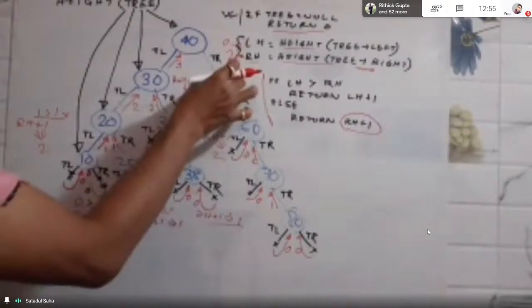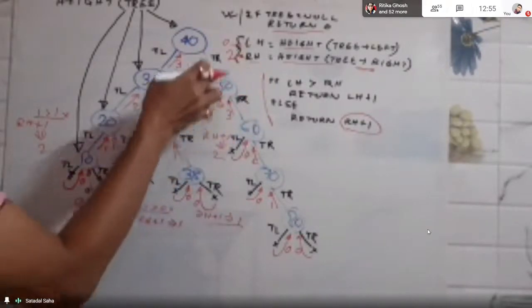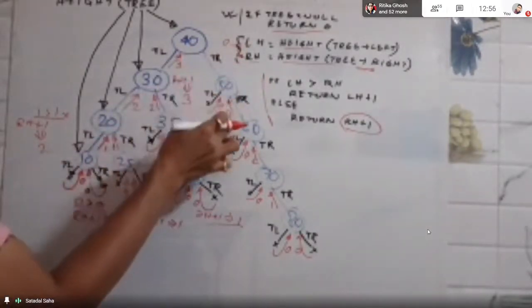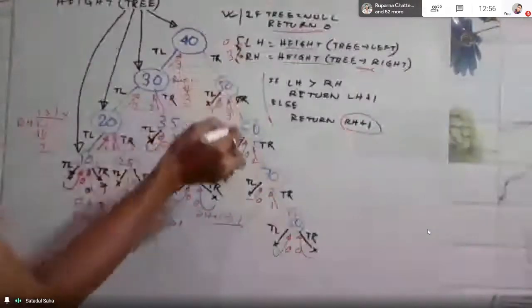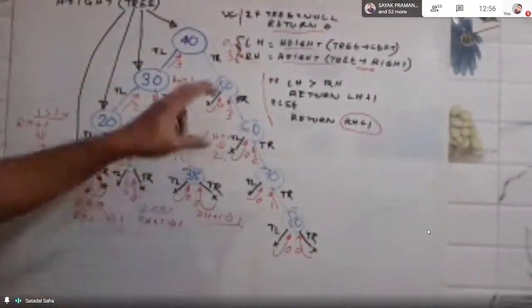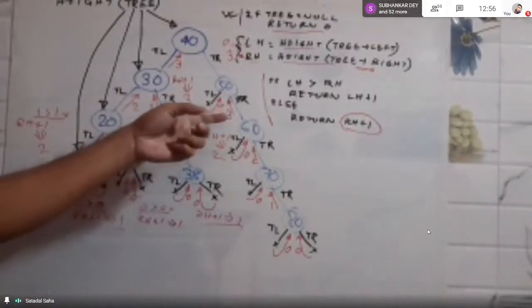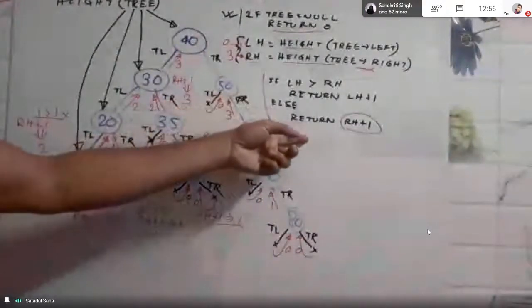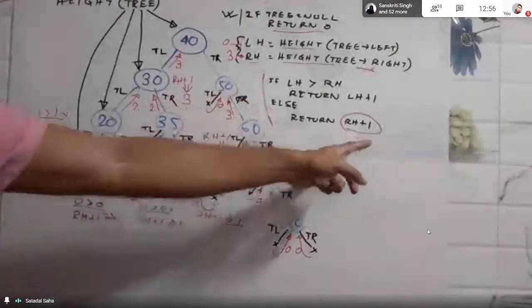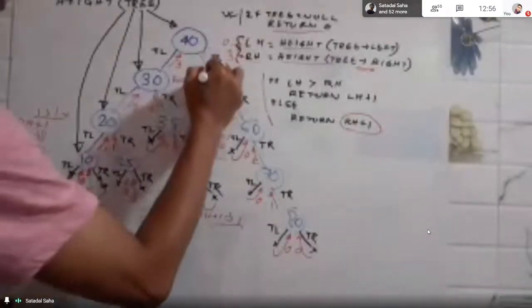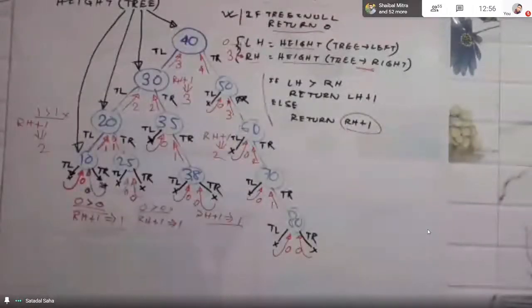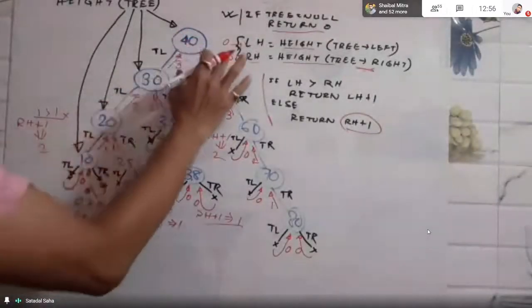Now sitting at 50, it has already gotten the value 0 as the left side. Now it is getting 3 as the right side from 60. So sitting at 50, these two lines have been completed. It will go to the if block and compare whether LH is greater than RH or not. Obviously LH is not greater than RH, so it will go to the else part. It will return RH plus 1, 3 plus 1, that is 4. So it will return back 4 in this case to the called point, that is 40. Now the computation of 40 is over.